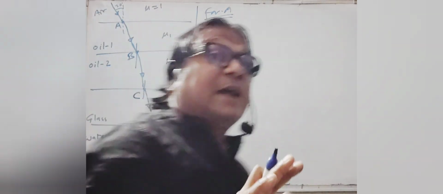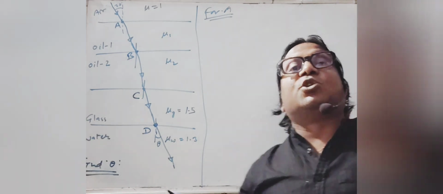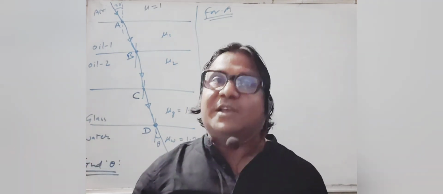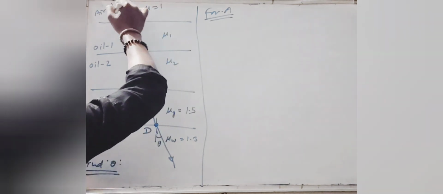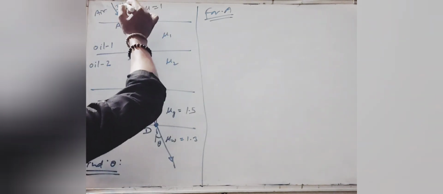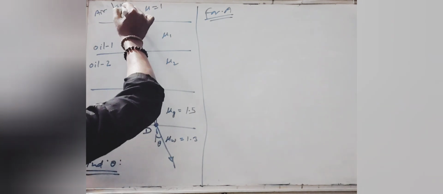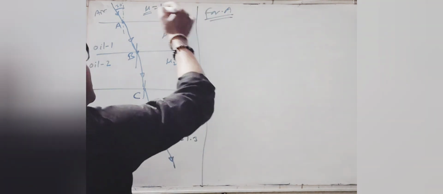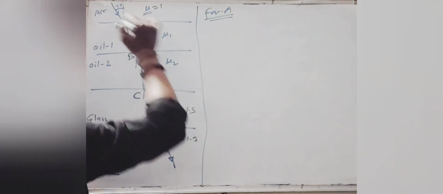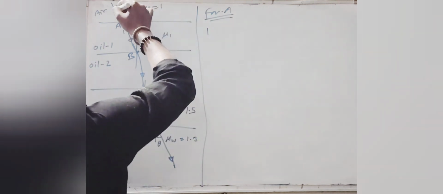So very simple. You know what I had told you. Don't apply Snell's law as mu equal to sin i by sin r only. Always apply the general form. And what is the general form? It is just the ray going from air to oil 1 medium. So look at the angle in air, it is 30 degrees and refractive index is 1. So the product of refractive index and sine of angle.